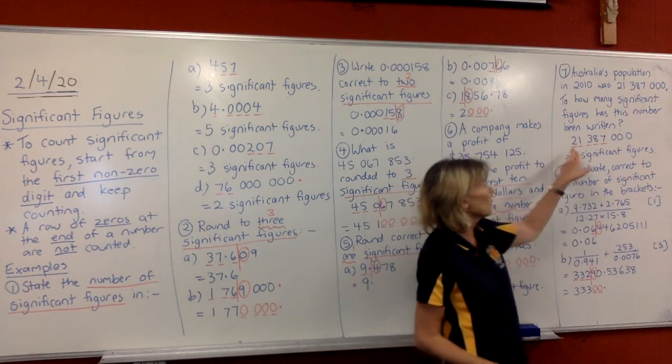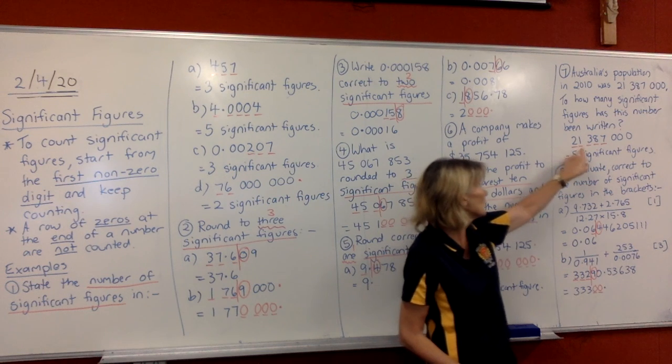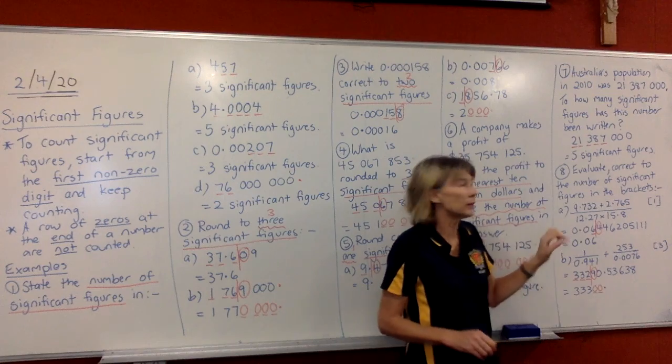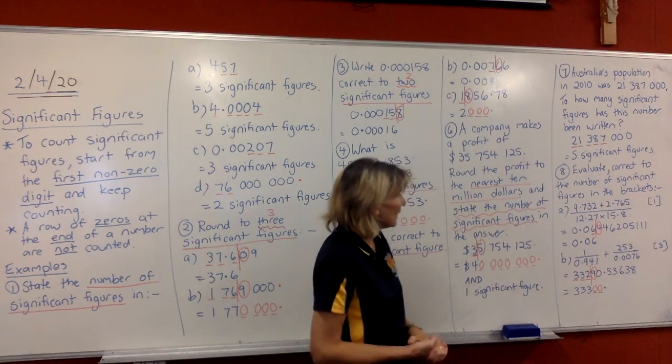So all we've got to do is count the significant figures from the first digit that's not a 0. 1, 2, 3, 4, 5. It ends in a row of zeros, we don't count those, so it's 5 significant figures. Okay, the last 2 questions.